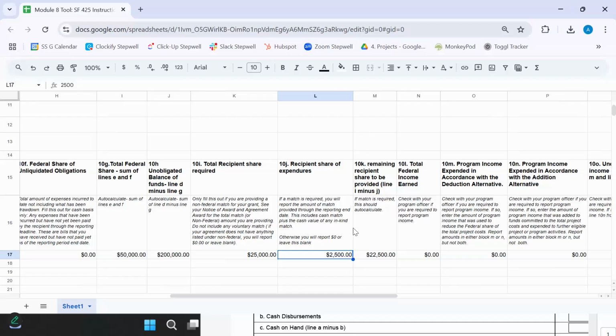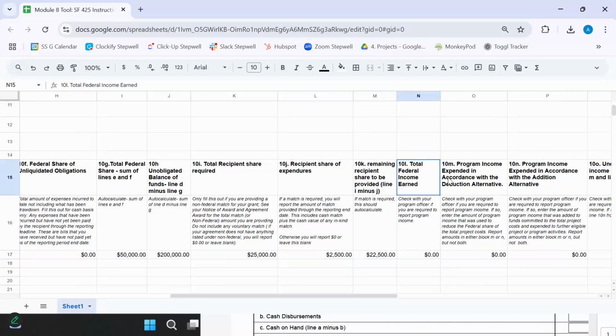Box 10K is the remaining match required to be provided by the grant recipient. This is box 10I, the total recipient share required, minus box 10J, the amount provided through the reporting period. For our applicant, they have $22,500 in remaining match.